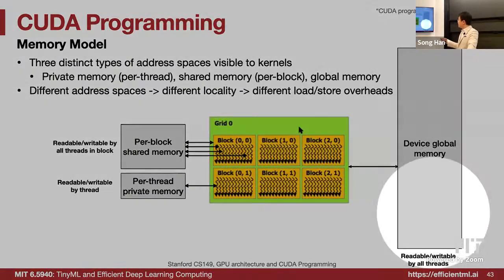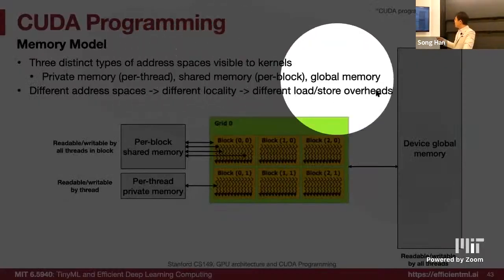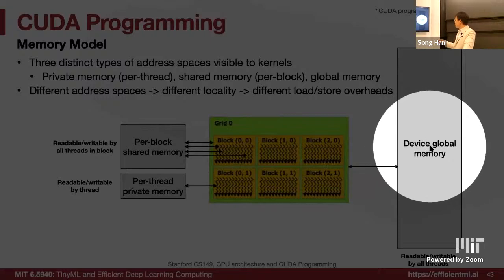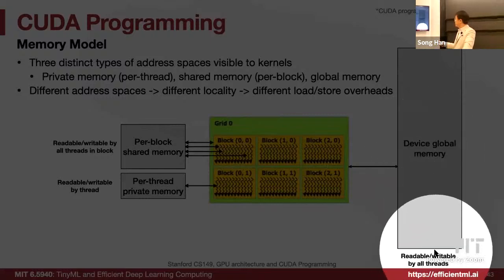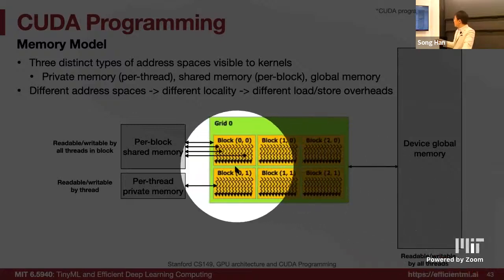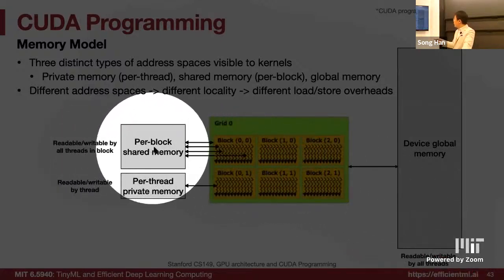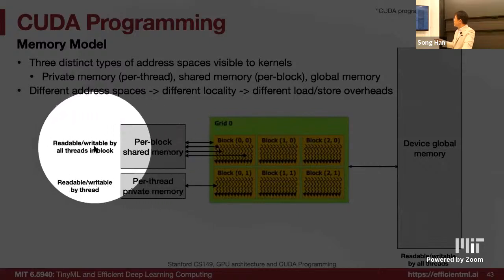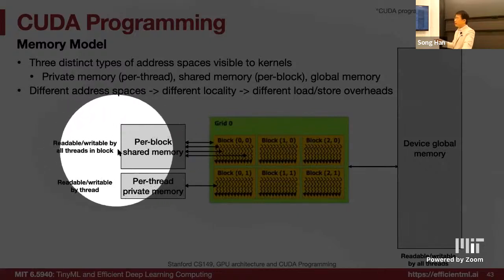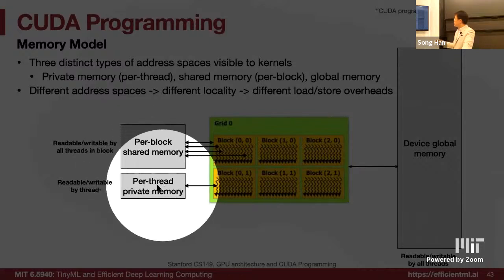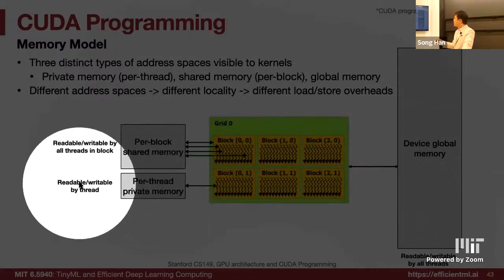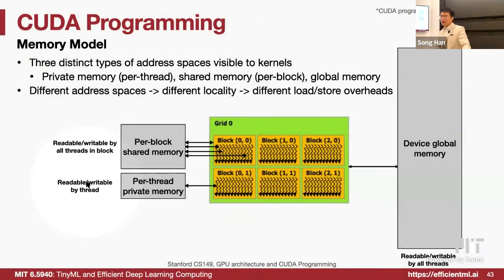There are three distinct types of address spaces visible to the kernels. We have the global memory, which is readable and writable by all the threads. We also have the per-block shared memory, which is readable and writable by all the threads in that block. We also have the local per-thread private memory, which is even smaller, and is readable and writable only by that thread. So different address spaces define different locality and different load and store overhead that we have to take care of.